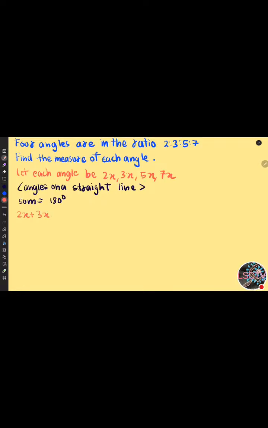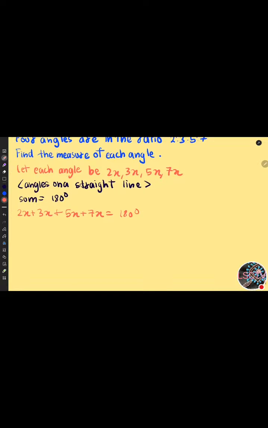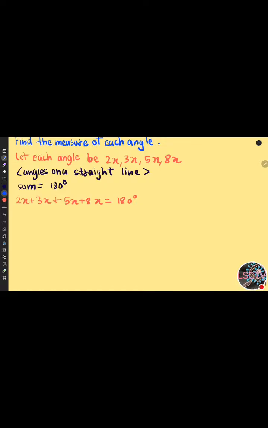2x plus 3x plus 5x plus 7x is equals to 180 degrees. 17x. Oh no, 18x. Now 18x is equals to 180 degrees. 180 by 18, x is equals to 10. Okay, clear?